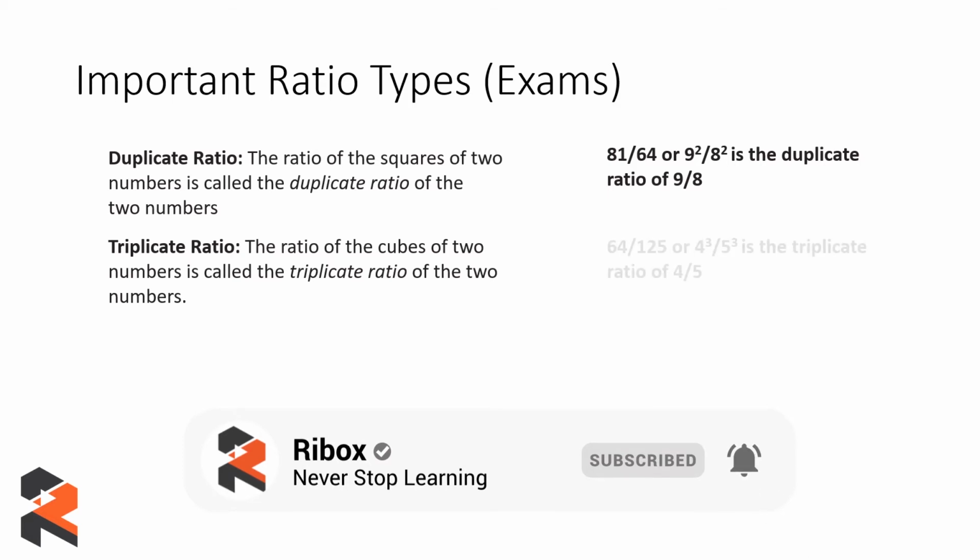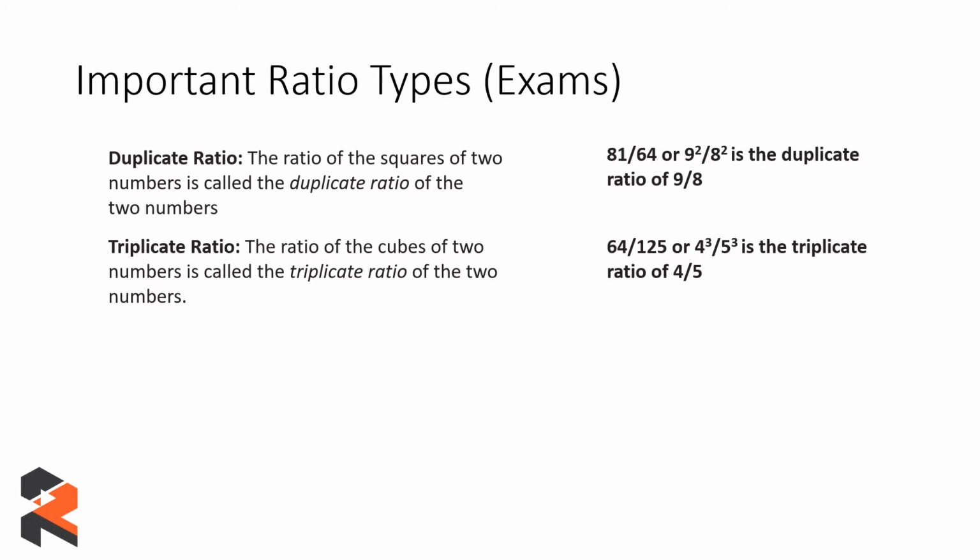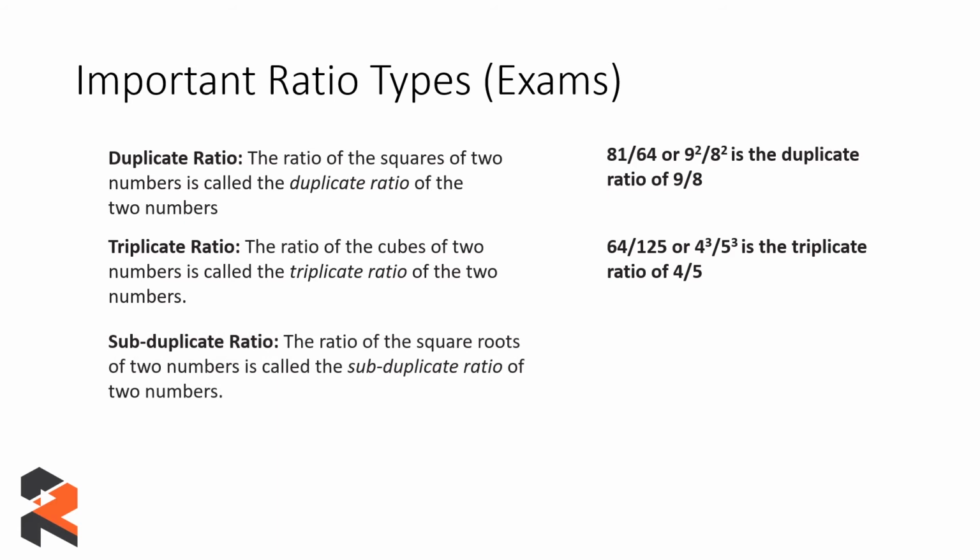Let's look at an example. 64 upon 125 is a triplicate ratio of 4 by 5. How is that possible? Because 4 cube is nothing but 64 and 5 cube is nothing but 125. Now related to these two, we have two others which are nothing but the converse of these two, which are subduplicate ratio and subtriplicate ratio.